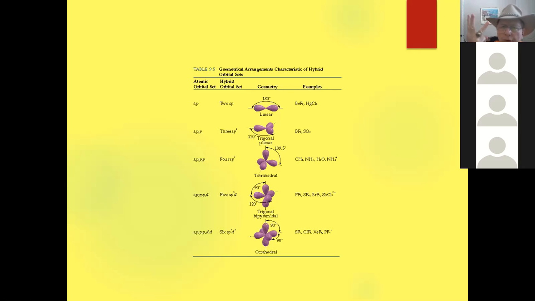3 clouds around the center atom, I'm going to need 3 hybrid orbitals. So I've got to use an s and 2 p's to make my 3 sp2 orbitals. 4 things, I'm going to need 4 orbitals: s, p, p, p, or sp3. I'm going to have 4 of them. When I go to 5, I've got to employ a d orbital, so I make sp3d. Octahedral, 6 things, I got to employ sp3d2.